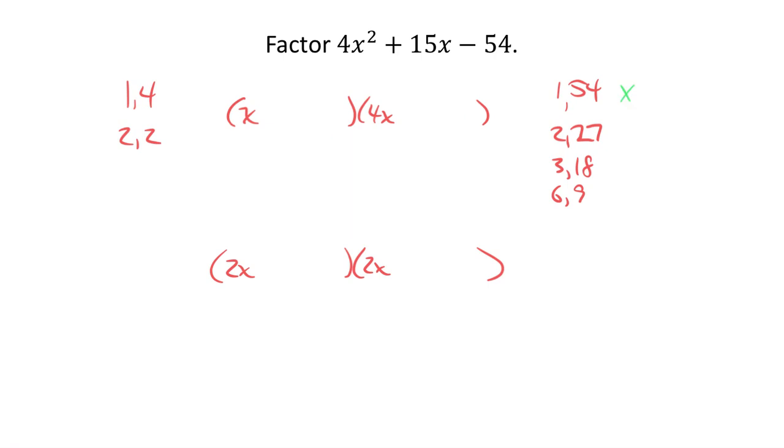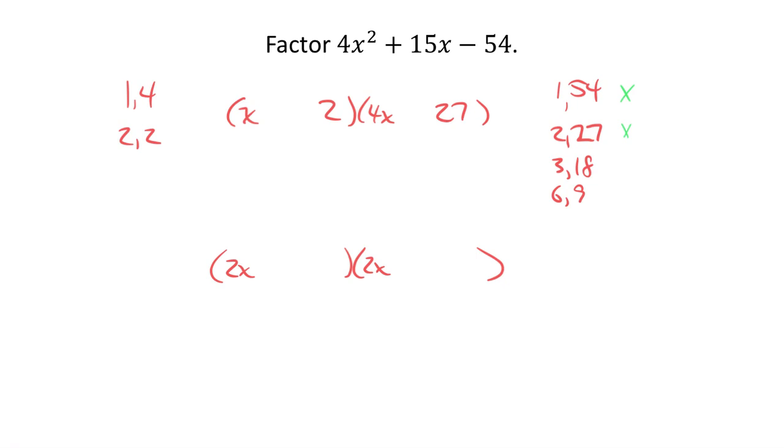Now we can try 2 and 27. Where can 2 go, or where can't it go? 2 can't go here with a 4, so if we're going to do this, we would have to have 2 here and 27 here. But once again, if I try the product of the inner terms, we're going to get 8x. If I do the product of the outer terms, I'll get 27x, because once again, this is a negative. The difference between these two is going to have to equal 15, and that doesn't happen. So we can eliminate that as a choice for this particular pair of numbers.